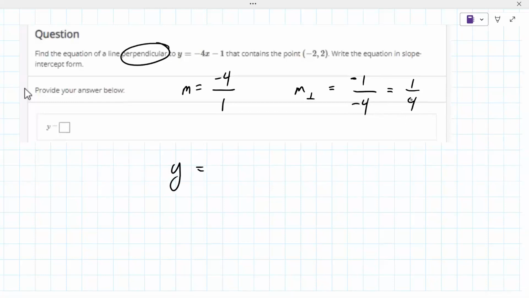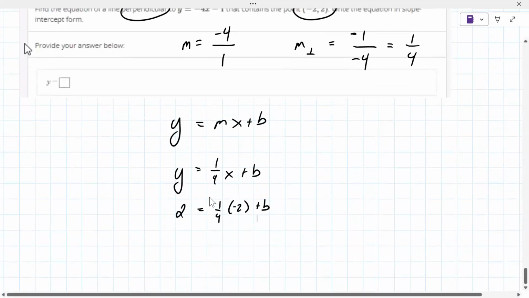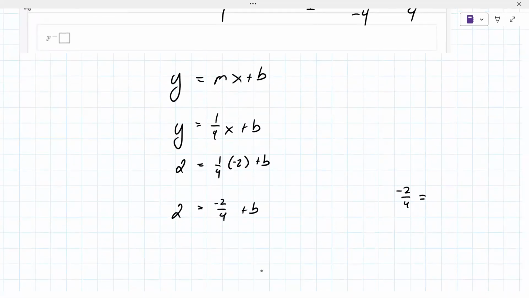All right, now we write y equals mx plus b. Which slope goes in for m now? 1/4. So y equals 1/4 x plus b. And then this ordered pair goes in for x and y. 2 equals 1/4 times -2 plus b. Can you tell me what this becomes after you multiply the fractions? -2/4. And what does that reduce to? -1/2. So 2 equals -1/2 plus b.